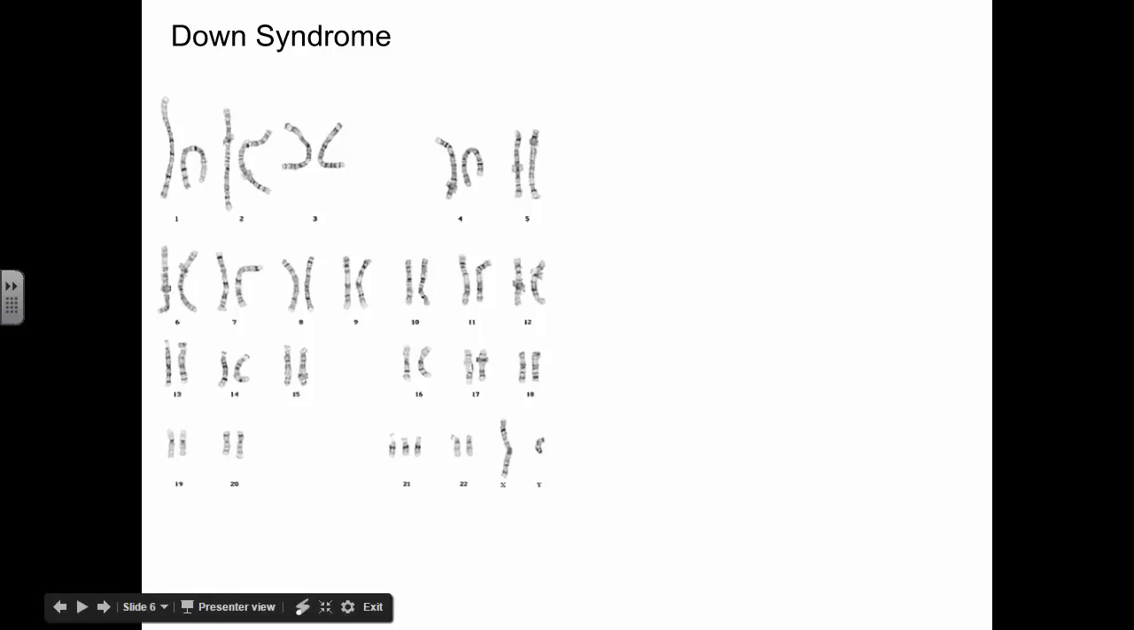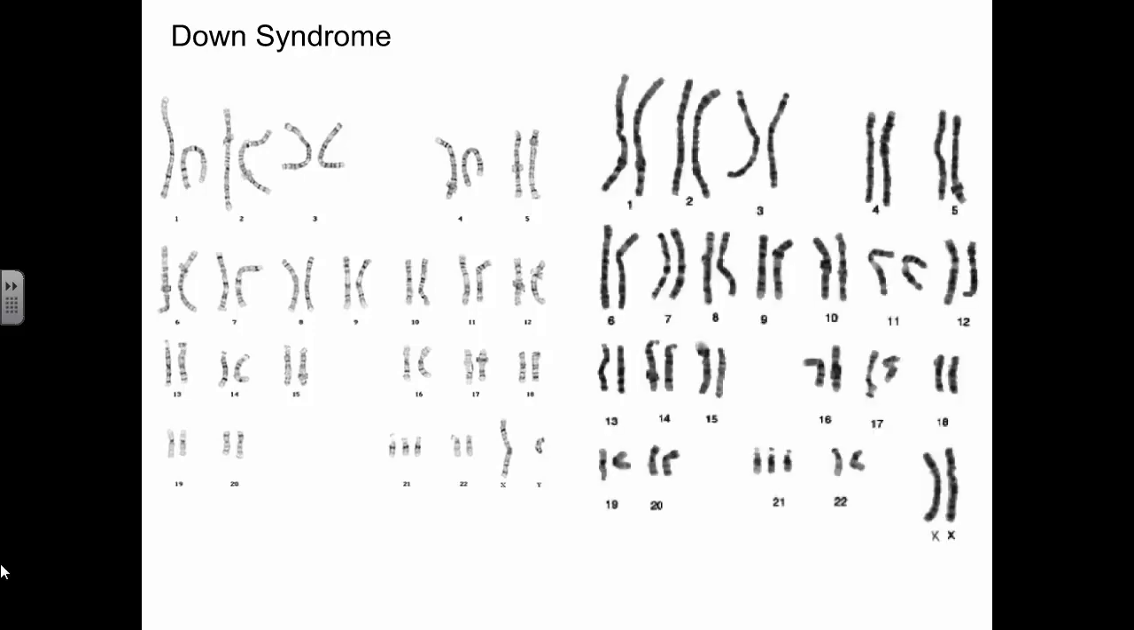This is called trisomy 21, and then there's I believe trisomy 13, another common one, where the 13th chromosome has 3 chromosome strands on it. So the one on the left and the one on the right both have Down syndrome.